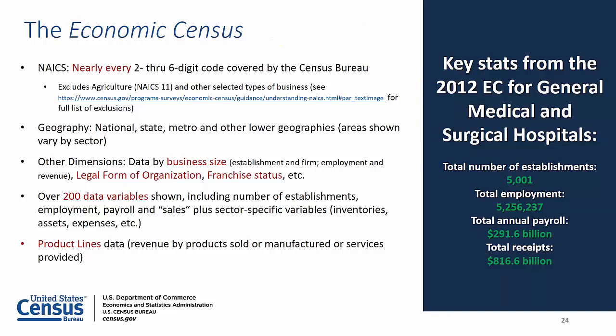Just to give you a flavor for the types of information that we published in the 2012 Economic Census for general medical and surgical hospitals, there were 5,001 general medical and surgical hospitals in the United States in 2012. They had about 5.2 million employees and generated about $291 billion in annual payroll. Those businesses had about $816 billion in total receipts.